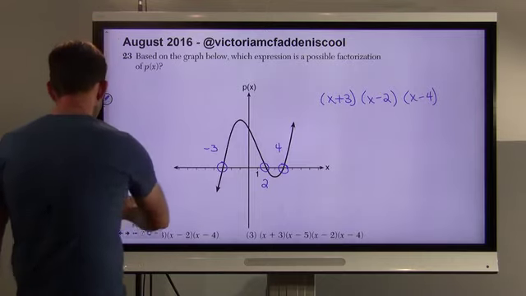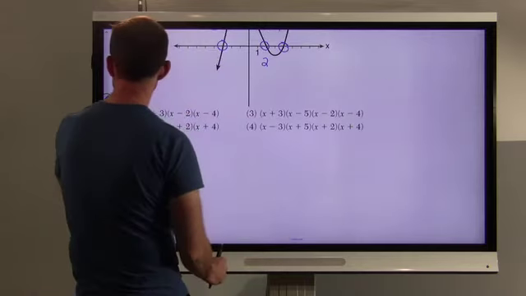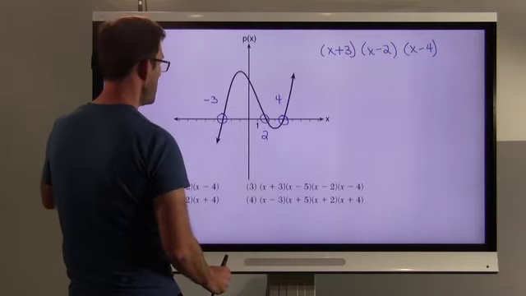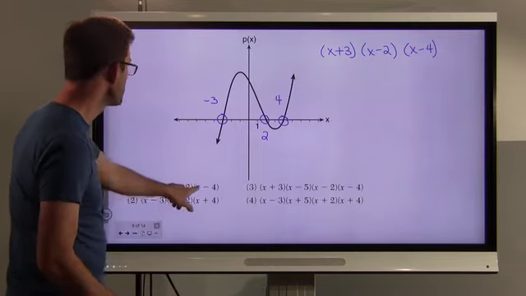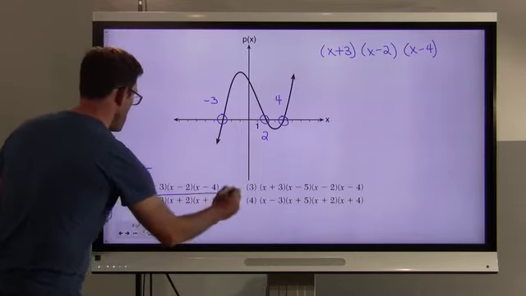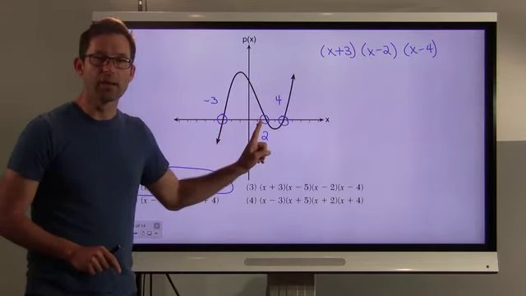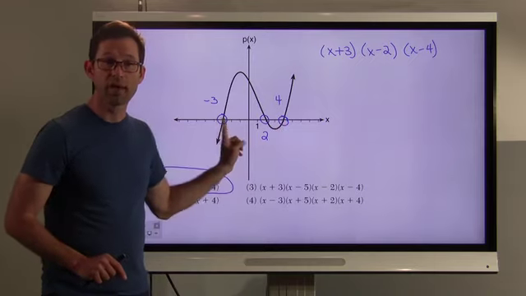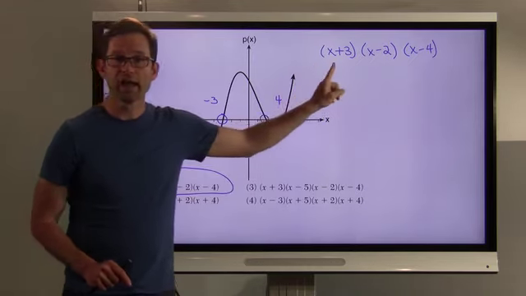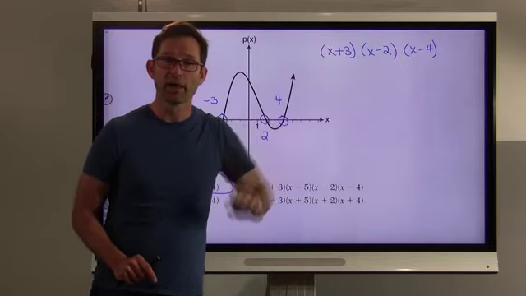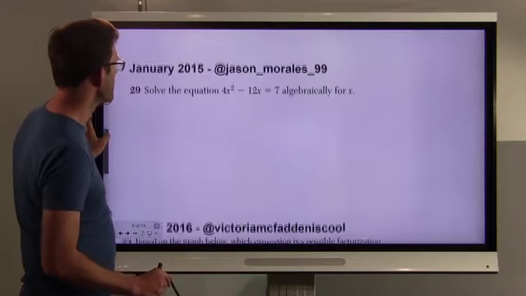And I can't get this thing to go down anymore. There it goes. Let me extend the page a little bit so that we can actually see the answers. And then you see it, right? It's x plus 3, x minus 2, x minus 4, choice 1. It's all about x-intercepts being the zeros, negative 3, positive 2, positive 4, corresponding to factors x plus 3, x minus 2, x minus 4. All right, let me see what else we have here.